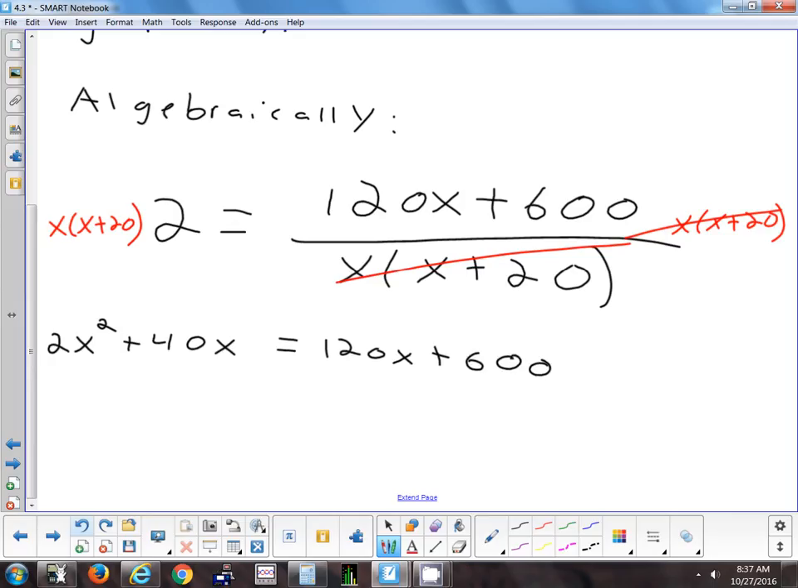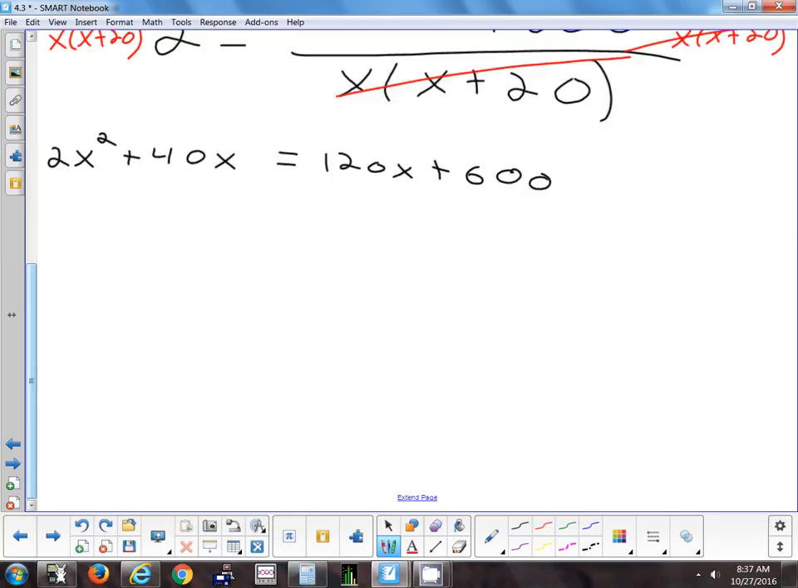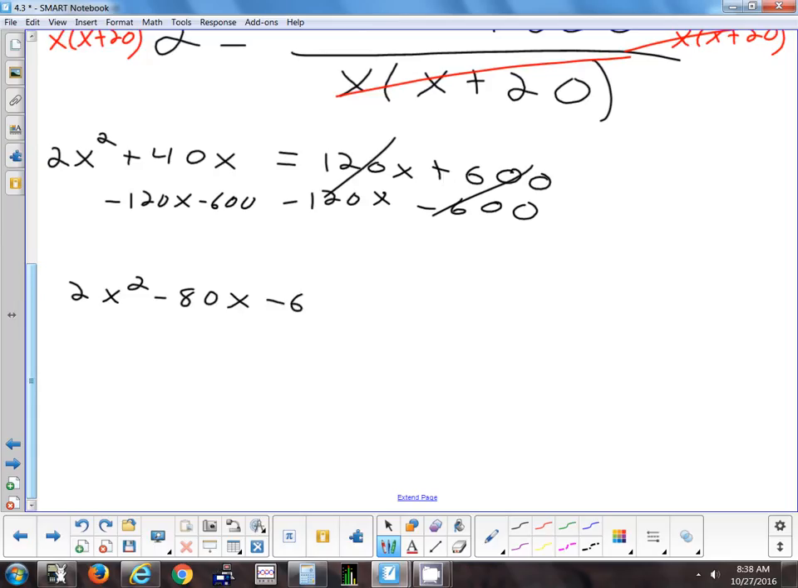Okay, Andrew, what would be my next step? Set everything equal to 0. Yeah, let's get everything equal to 0, and I think it's probably good to get everything on the left. Can you tell me how to move everything to the left? Subtract it. Yeah, subtract everything, the 120x and the 600. Okay, so I'm going to be left with 2x squared. What's 40x minus 120x? Negative 80x. And now what kind of equation do I have?